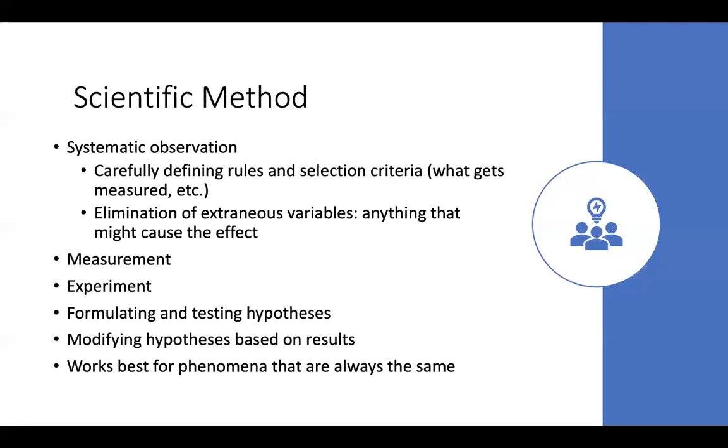Okay, you experiment. So you try something and see if it makes a difference. Then you formulate, you test hypotheses, and then you take your results and you modify the future hypotheses. So it works best for things, phenomena that are always the same. In other words, if I give you some ginger when you're car sick and it always helps you, then you can say something about, well, ginger seems to help when I'm car sick.